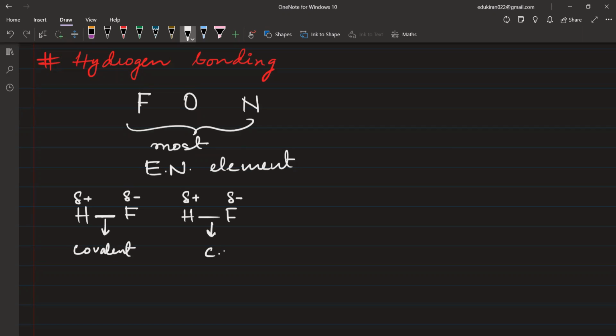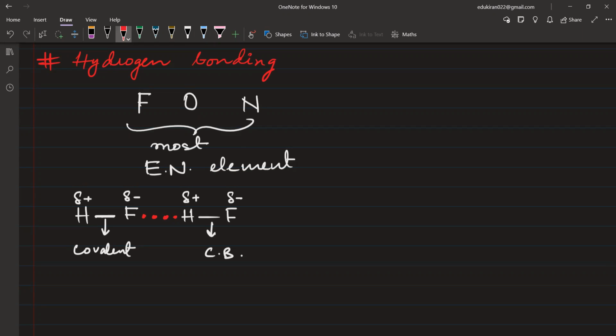This is also a covalent bond. Now, the fluorine of one molecule, when it interacts with the hydrogen of another molecule, that means fluorine and hydrogen should not be directly bonded, but they should be in the vicinity. That means they should be in the neighborhood with high positive and negative charge. Fluorine with negative charge and hydrogen with high positive charge.